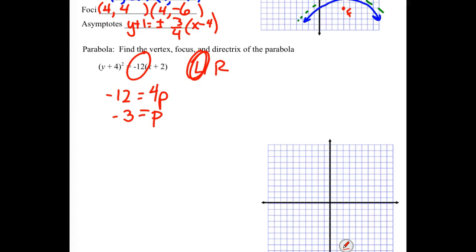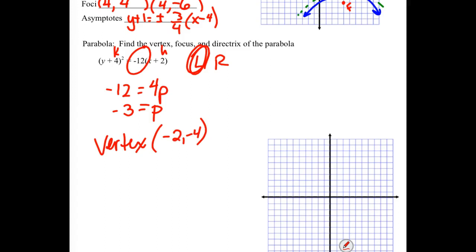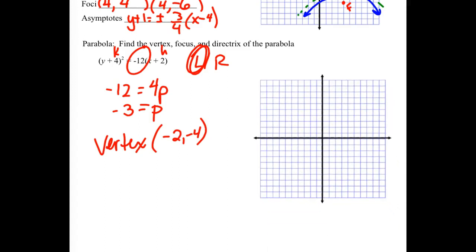Okay? What is the vertex? And the common mistake on this test was people called this the center. Remember, there is no center in a parabola. Your vertex comes from your HK. So what are my values? -2, -4. All right, so let's graph that. -2, -4 is your vertex. Our focus has to go 3 spaces to the left of that. So what are the coordinates of that?